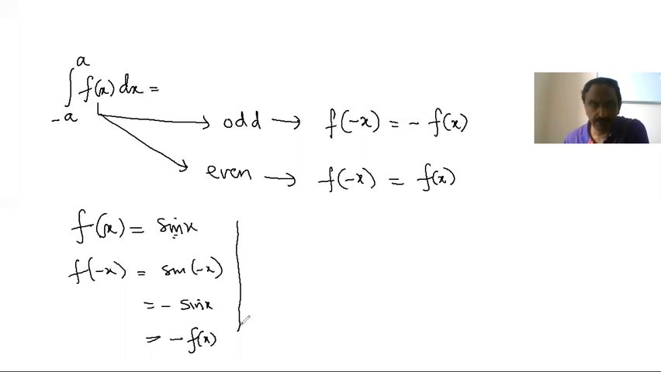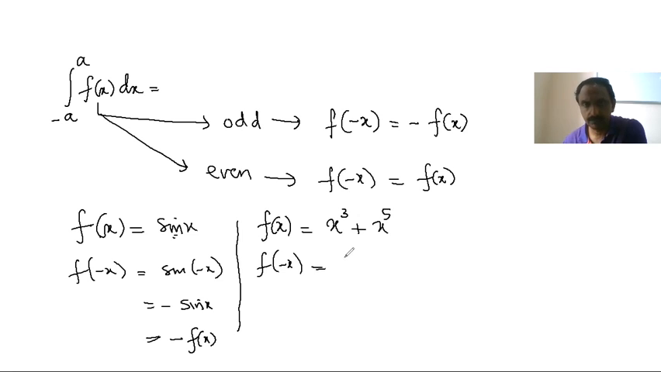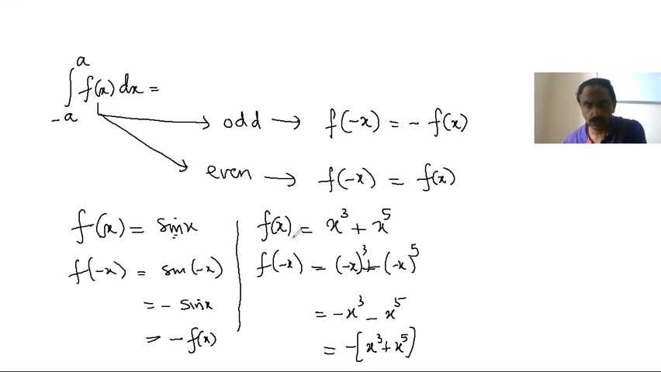Why the word odd came is, for you to remember also, if the x power is an odd number, naturally the function is going to be an odd function. So this will change to minus x cube minus x raised to 5. If you take a minus common, x cube plus x raised to 5, you have come back to the original function. So it became minus f of x.